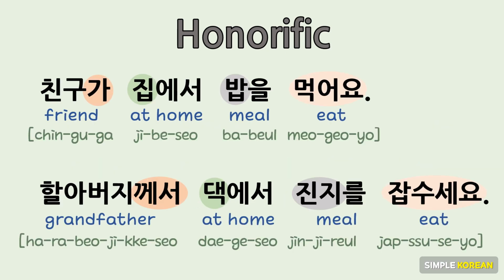Look at the examples. 친구가 집에서 밥을 먹어요. 할아버지께서 댁에서 진지를 잡수세요. 께서 is the honorific of the subject particle 가, 댁 is the honorific of 집, 진지 is the honorific of 밥, and 잡수시다 is the honorific of 먹다.